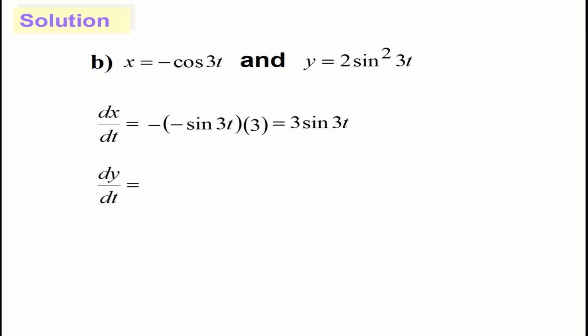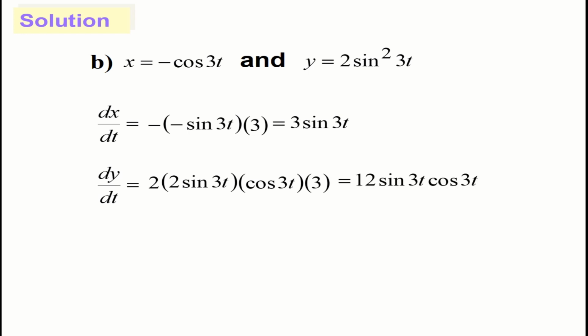Then we differentiate y equals 2 sine squared 3t. For this case, you need to apply the power rule. So bring the power to the front. Then it becomes 2 times 2 sine 3t. Then we differentiate sine, we get cos 3t. Then we differentiate 3t, we get 3. So finally, you get 12 sine 3t cos 3t.